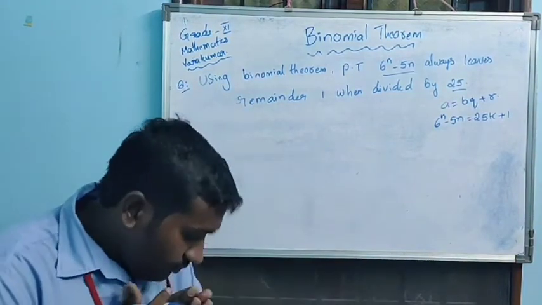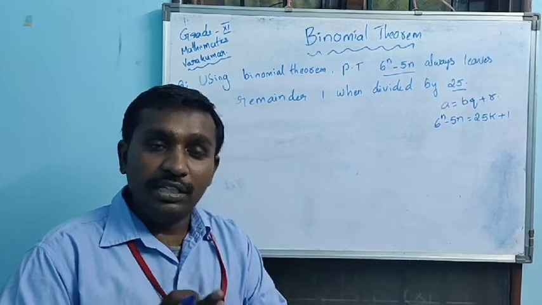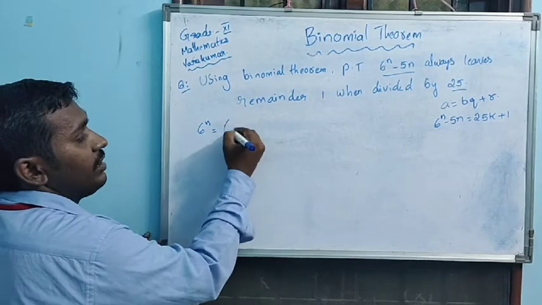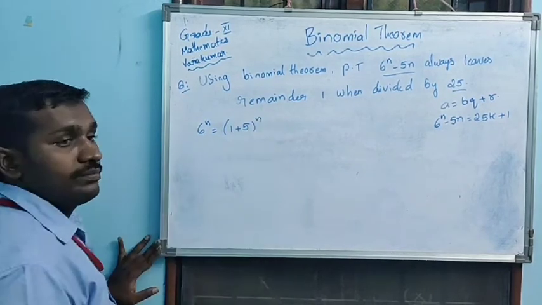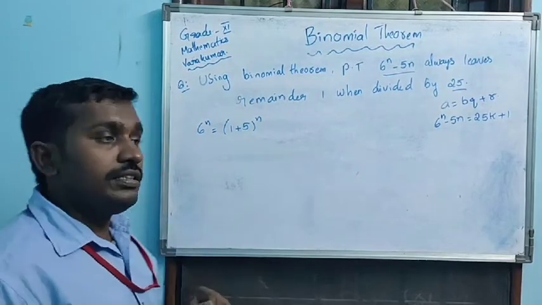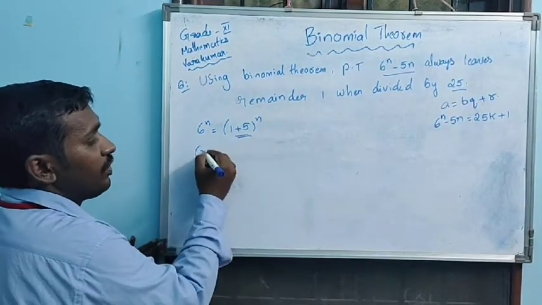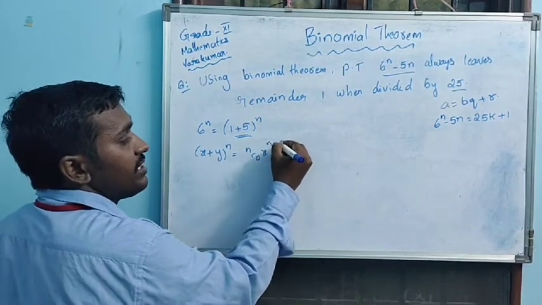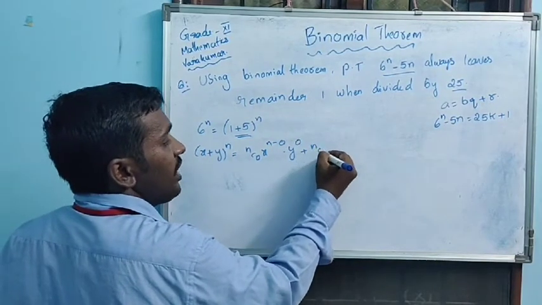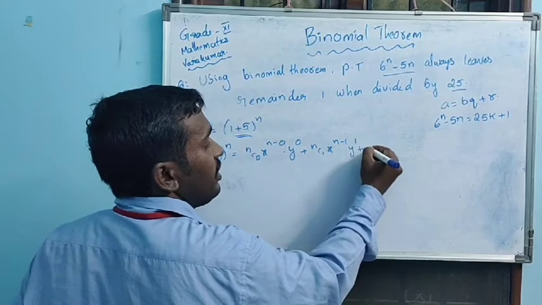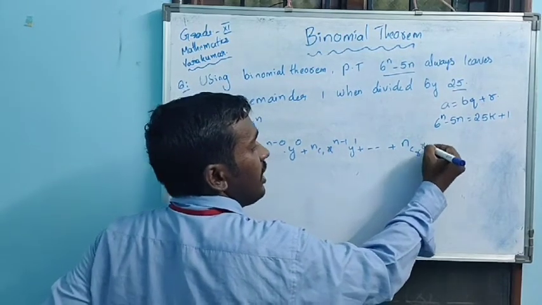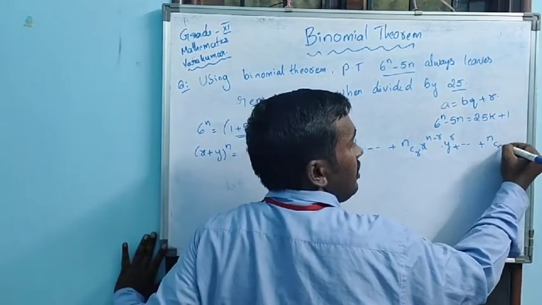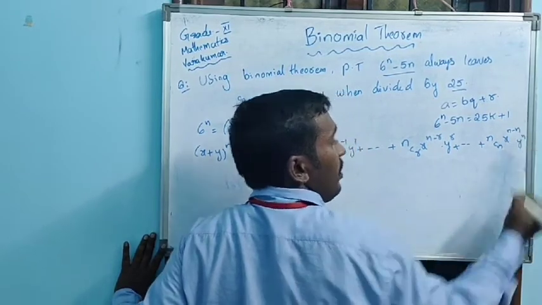Now we have to go for binomial theorem expansion. 6 power n, what can we write? 1 plus 5 whole power n. So now, what is the 1 plus 5 whole power n expansion? How to do it? Same thing, x plus y whole power n is NC 0 x power n minus 0 into y power 0, NC 1 x power n minus 1 y power 1, and so on, NC R x power n minus R y power R, and so on, NC N x power n minus N y power N.